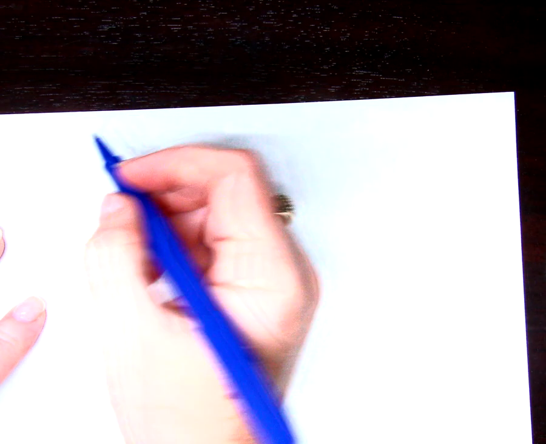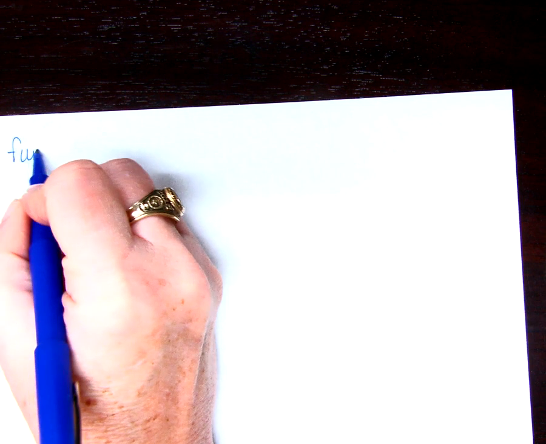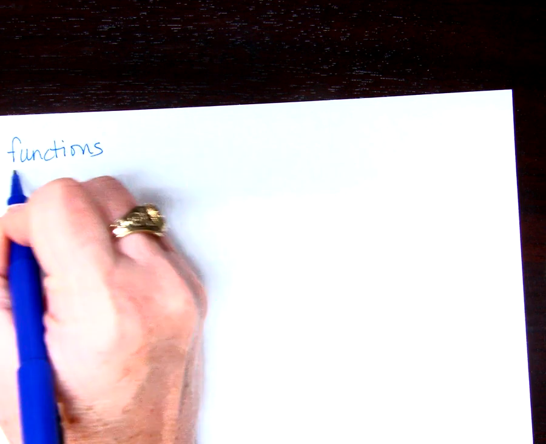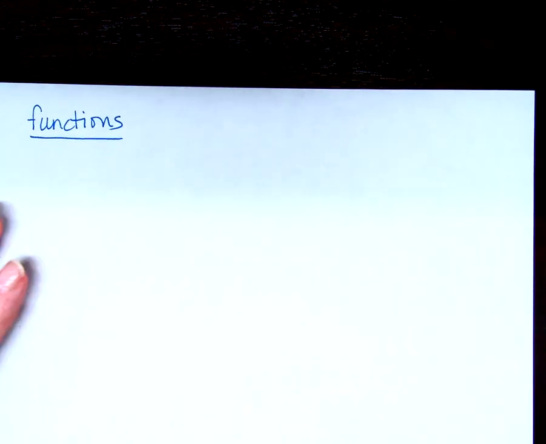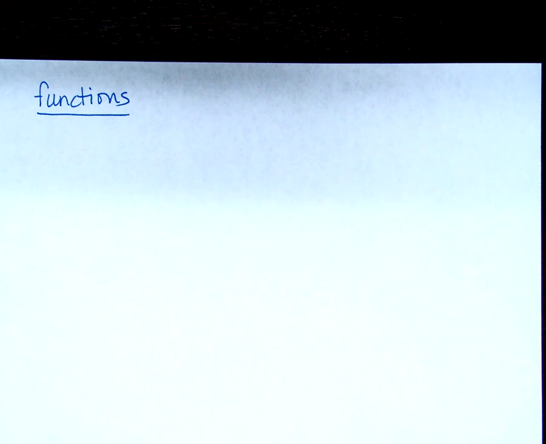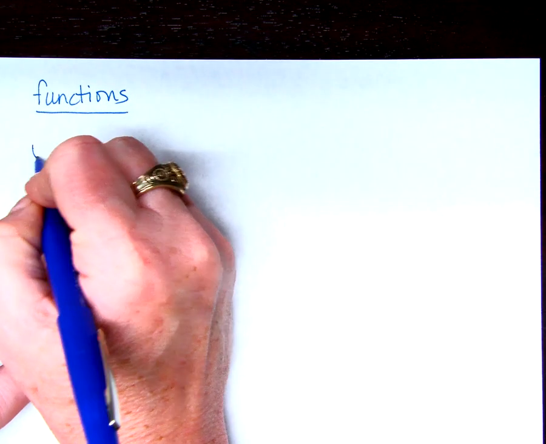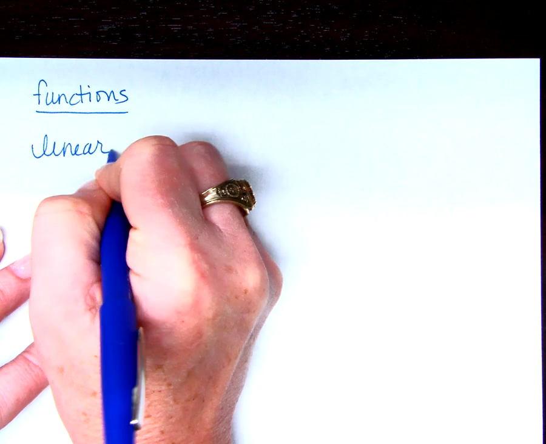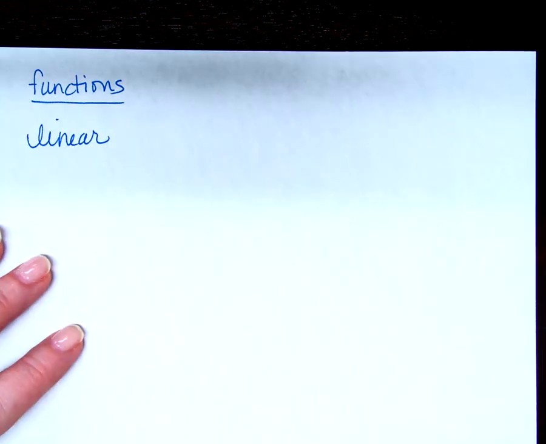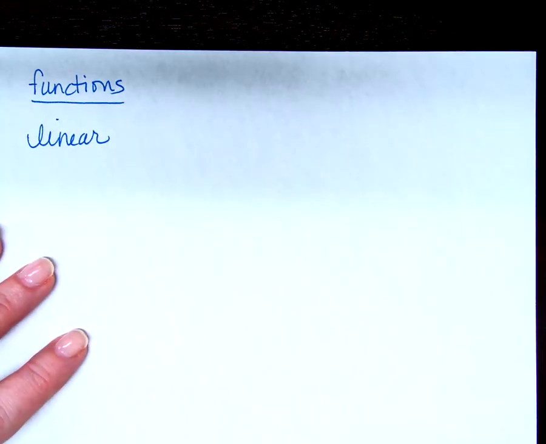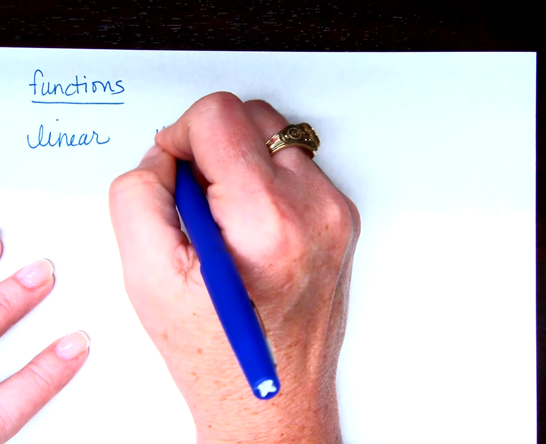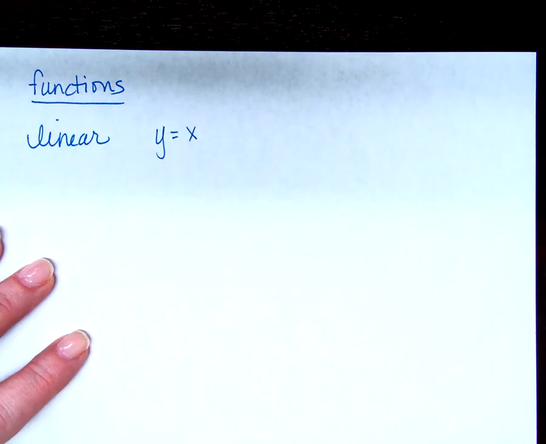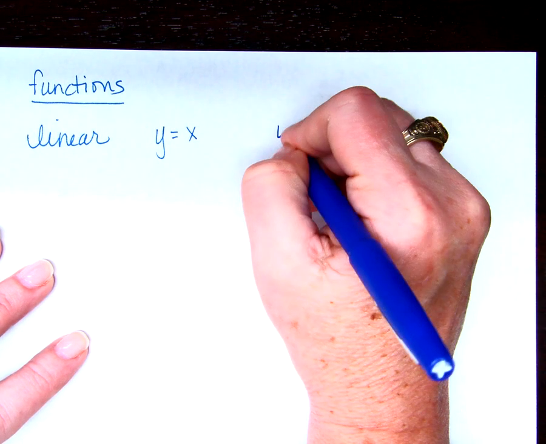Let's talk about functions. Okay, and I would like you to write this down. You're more likely to remember something that you write down. What does the linear parent function look like? So y equals x. And when I graph it, what does it look like? A line, right? But let's talk about this.